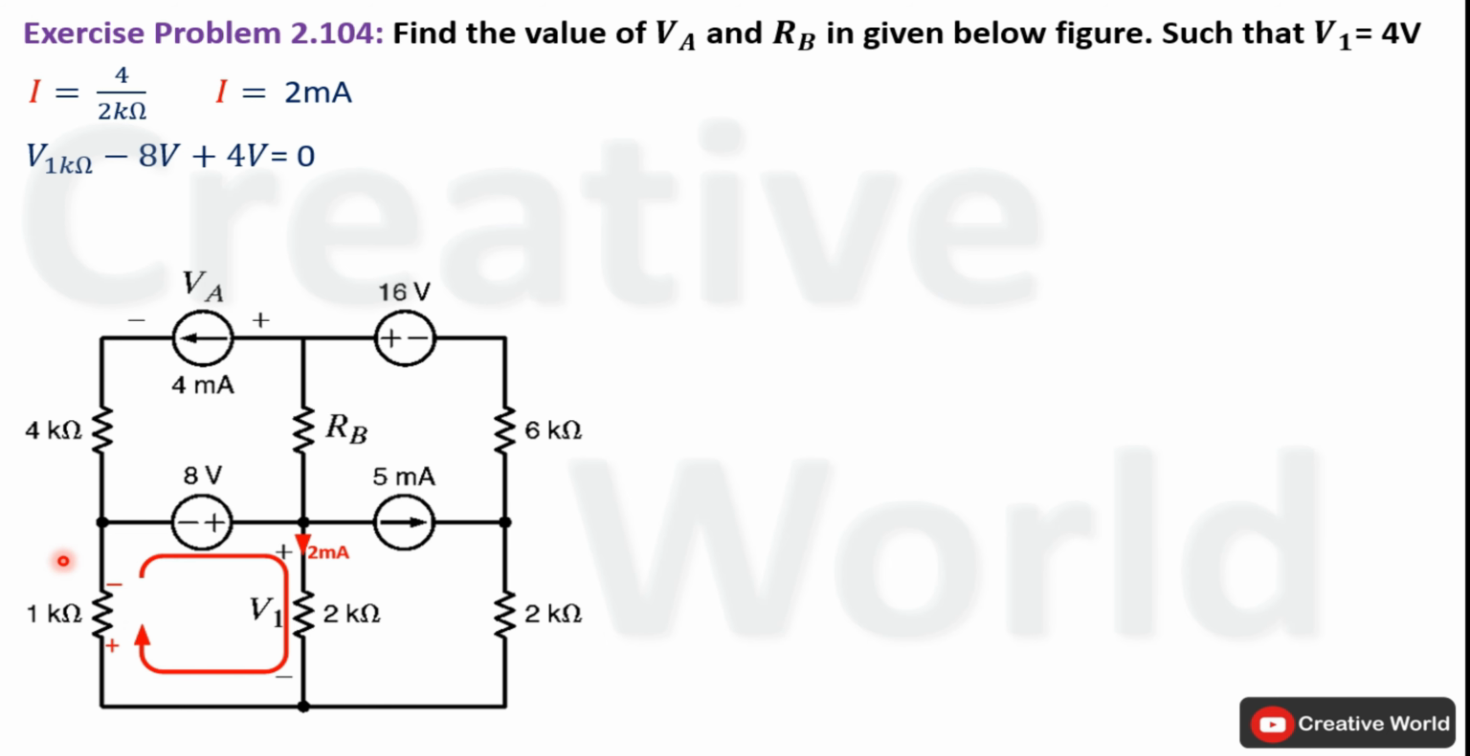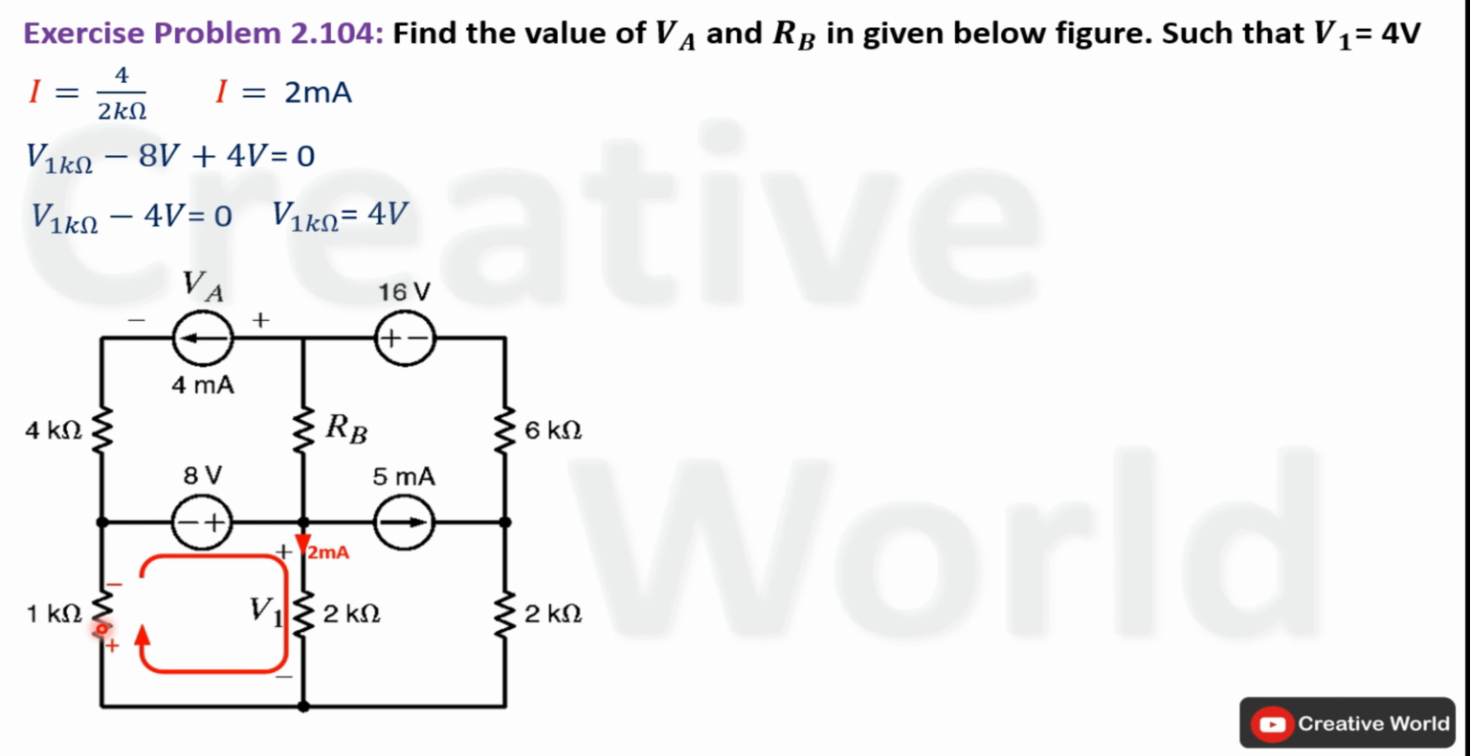Start from here. Current entering terminal is positive, so voltage across 1 kilo ohm resistance will be taken with positive sign. Next, current entering terminal is negative, so 8 volt will be taken with negative sign. Next, current entering terminal is positive, so voltage across this 2 kilo ohm resistance, that is 4 volt, will be taken with positive sign. Subtract 4 volt from minus 8 volt, the answer will be minus 4 volt because larger value has minus sign along with it. And place this minus 4 volt on the other hand side of equal to calculate voltage across this 1 kilo ohm resistance, that will be equal to 4 volt.